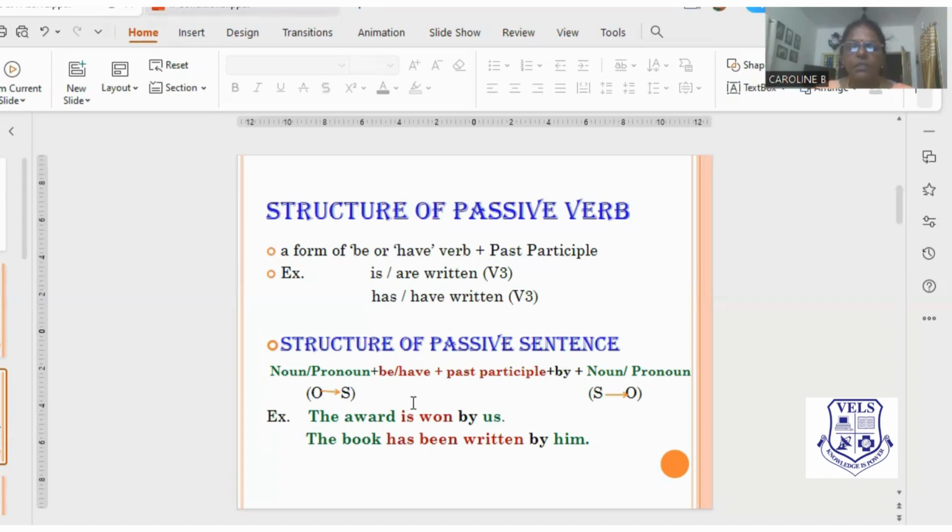See the example. The award is won by us. The book has been written by him. So these are passive sentences.